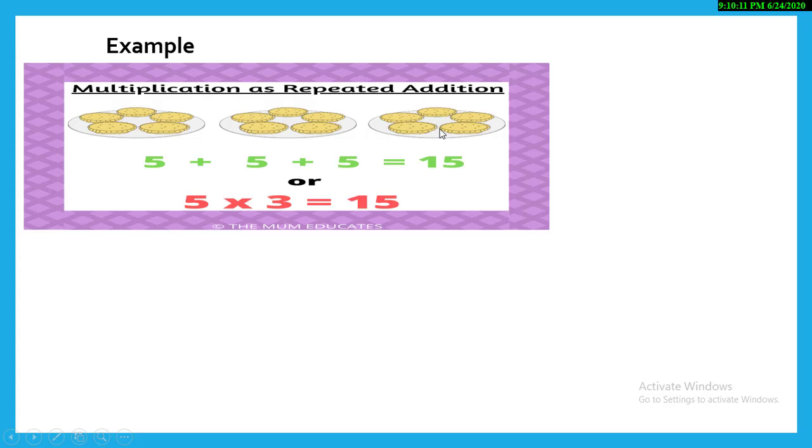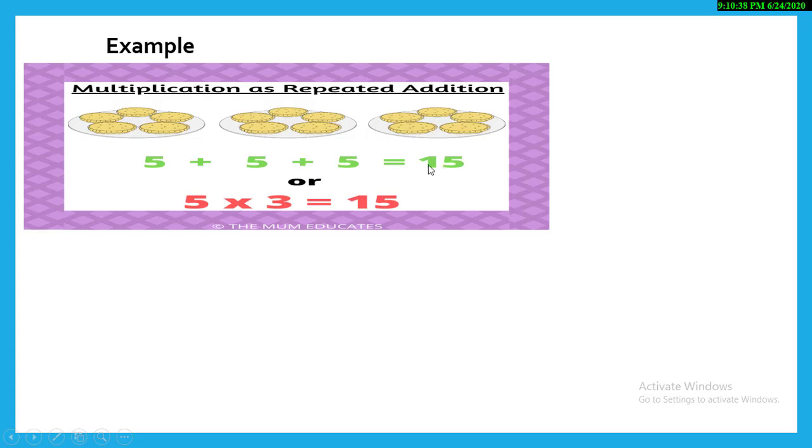If any plate has fewer cookies, then we can't multiply in that case. All the groups must have the same number of items. For example, 3 plates must each have 5 cookies. So how can we write it down? You will simply add 5 plus 5 plus 5, and your answer is 15.